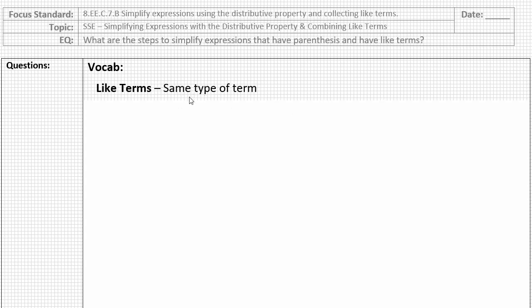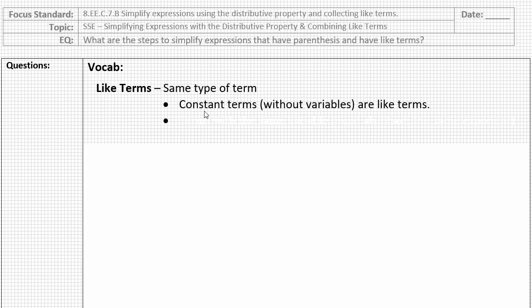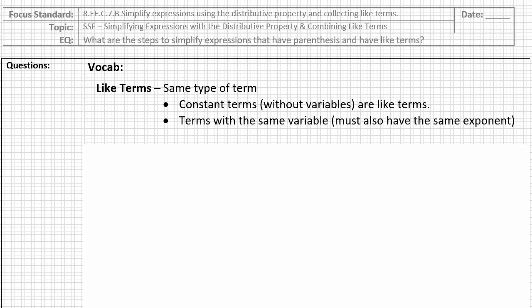So there are essentially two types of terms to look for. The first is constant terms, or those without variables. Those are like terms, so this is when we see numbers on their own without a variable. We can combine all of those into one group. And the second is terms with the same variable. They also have to have the same exponent. We won't see a lot of this, but it does show up, so just be aware of that. So you can't, for example, combine an x with an x squared.